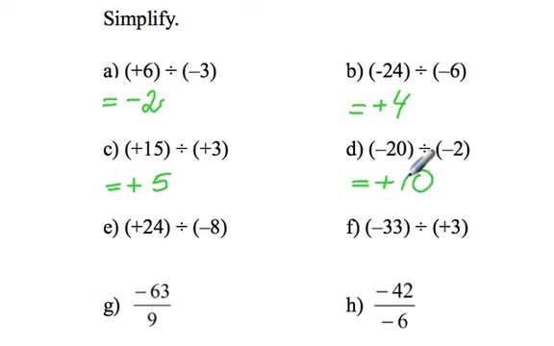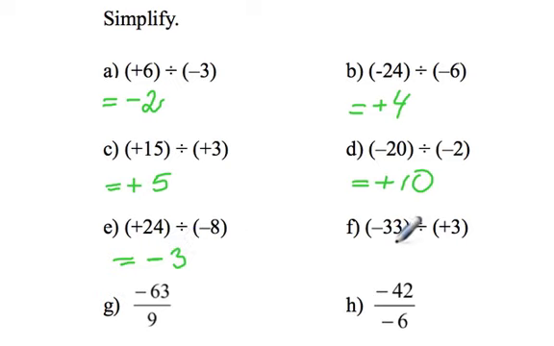Question D, we are dividing negative number by a negative number, so result is positive, and 20 divided by 2 is 10. Question E, we have positive divided by negative, so this time the answer will be negative. 24 divided by 8 equals 3, so the answer is -3.